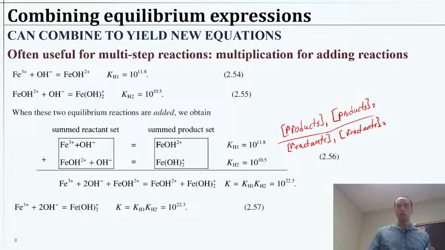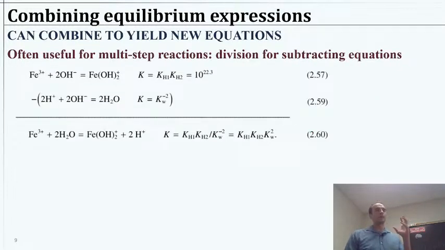And in fact, we can also subtract one from another as well, but that does something that's slightly different to our equilibrium constant. Essentially, we're dividing instead. We can see that come out algebraically as well. So let's take a look and say, well, maybe we take that equation we just used, Fe3+ and 2 OH- is in equilibrium with Fe(OH)2+.